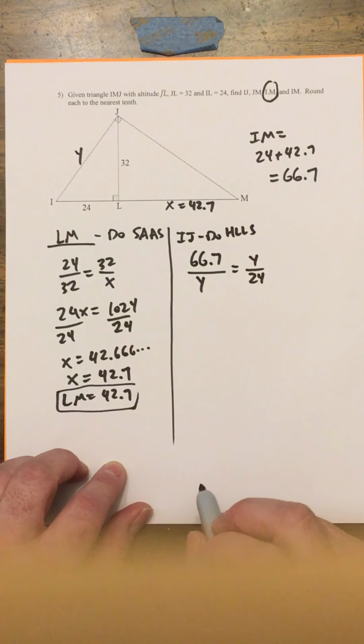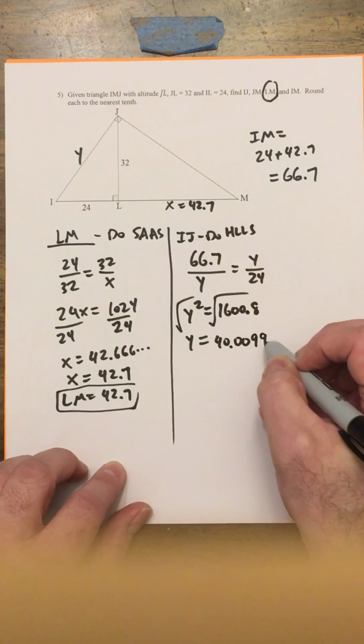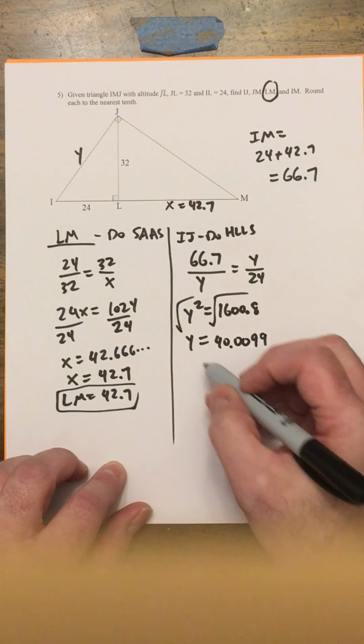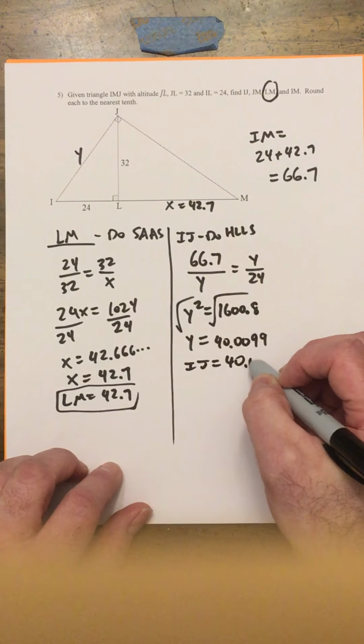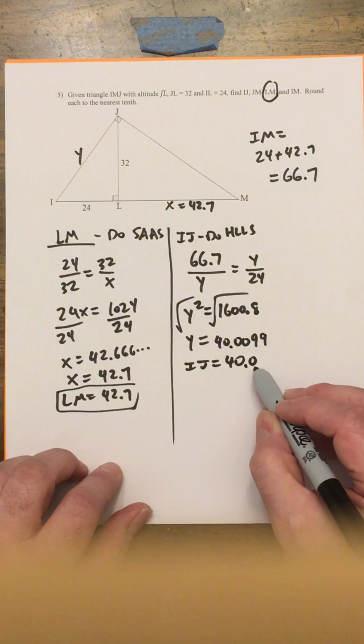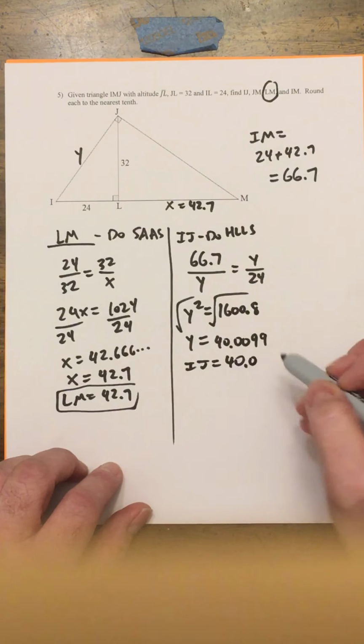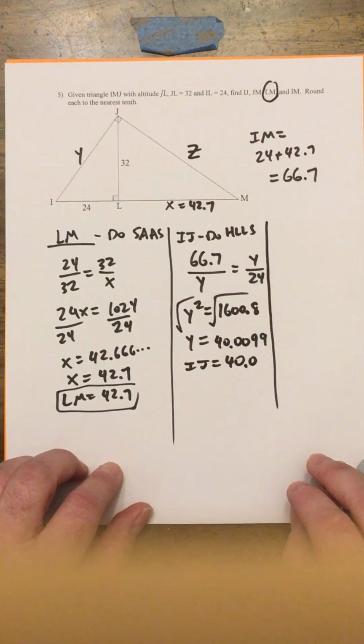If you cross multiply that, you get y squared equals 1600.8. Square root both of those, and you get y equals 40.0099. So therefore, rounding it to the nearest tenth, IJ is 40.0. If you're rounding to the nearest tenth, you're going to need that, okay? Finally, last piece, we'll call this Z, okay?